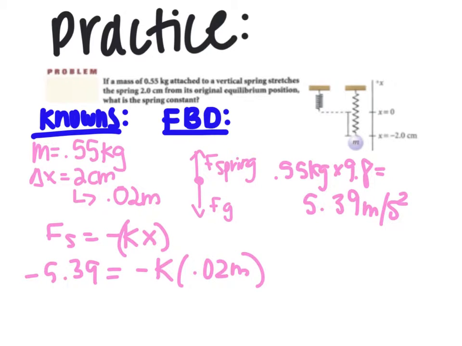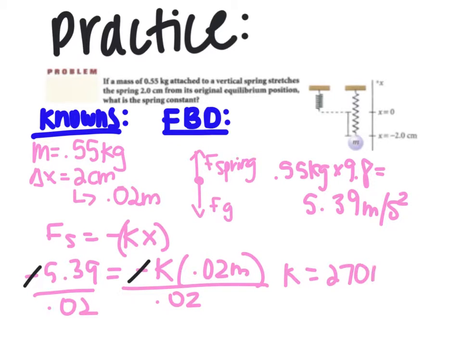By doing this, I cancel out my negatives. The next step in finding k is dividing both sides by 0.02. While doing that, we solve for k and we get 270 newtons per meter. This means that it stretches the spring 1 meter with 270 newtons on it.